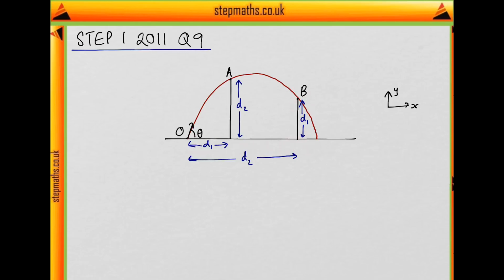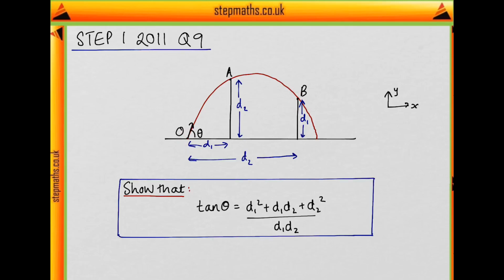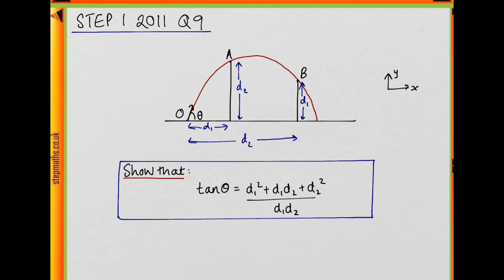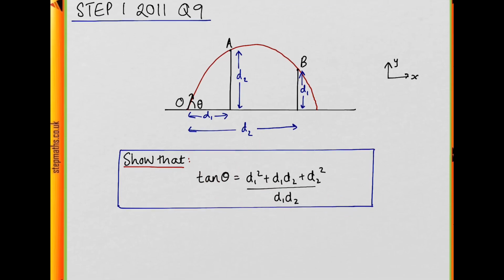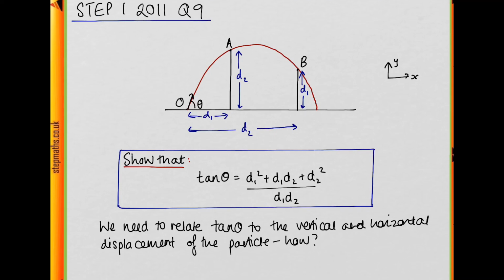We're also told that the particle just passes over the walls, i.e. it passes through the tops of the walls A and B, which I've labelled here, and I've called the point of projection O. So we're asked to show that tan θ equals (d1² + d1d2 + d2²) over d1d2. Looking at this equation, we're trying to relate tan θ to the vertical and horizontal displacements. So how are we going to do that?